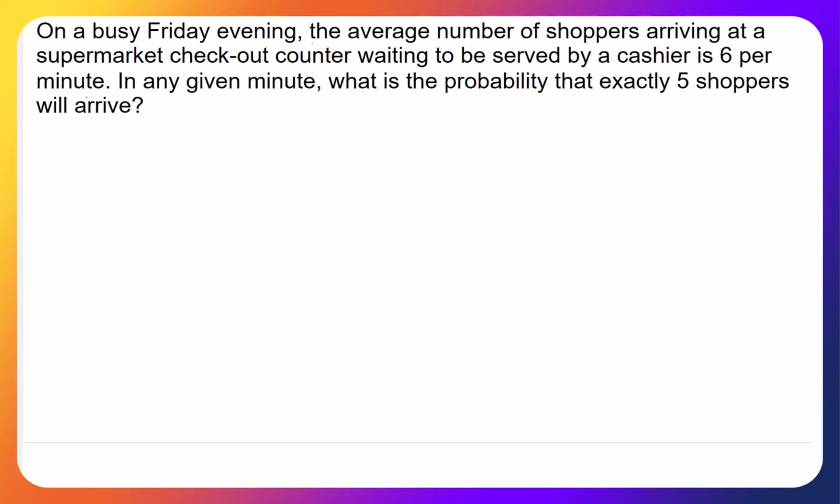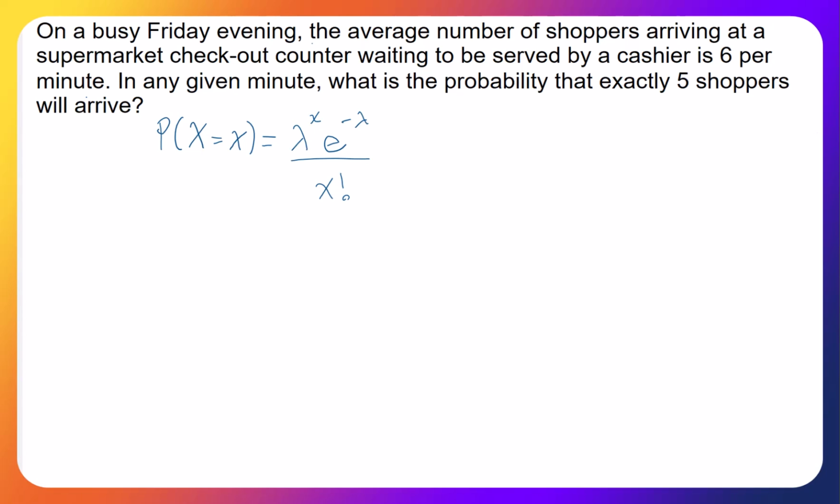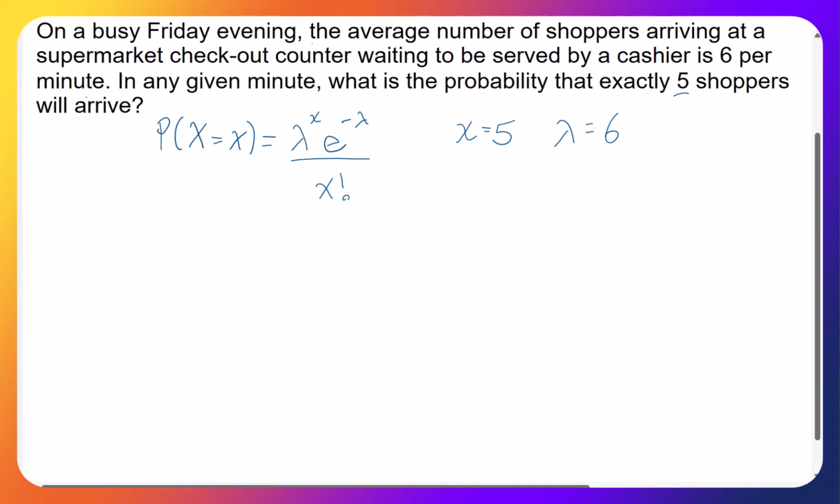And the formula is as follows. P(X = x) equals lambda to the x, e to the minus lambda, all over x factorial. And in our case, we want to know exactly 5 shoppers, so x for us is 5, and lambda is our average arrival rate, and it's going to be 6.